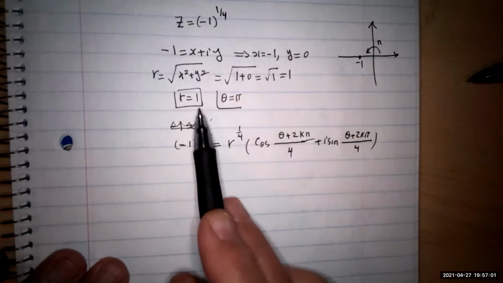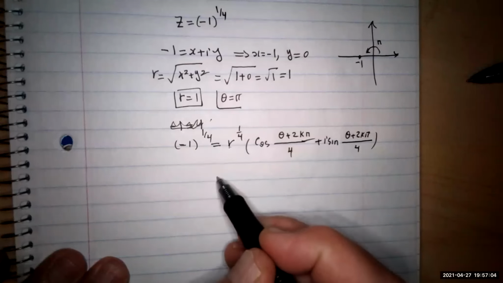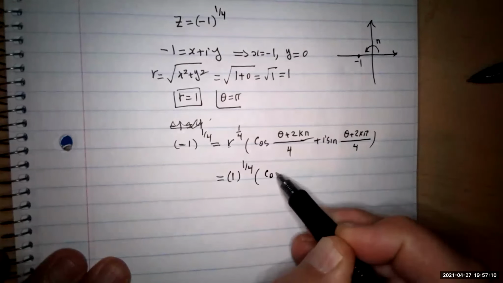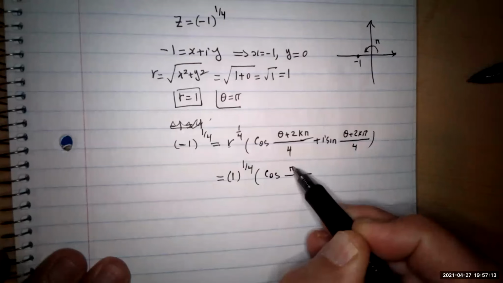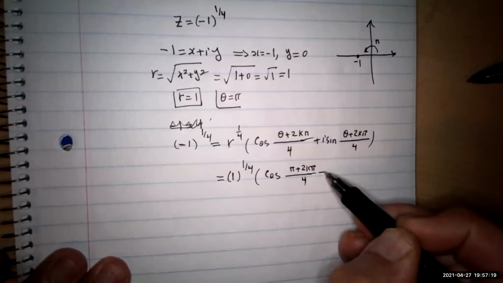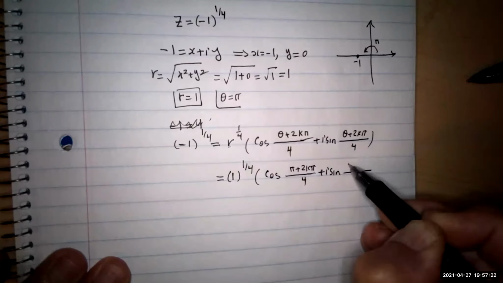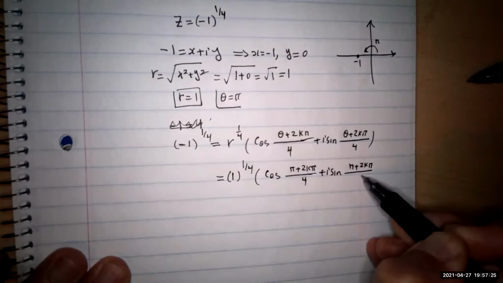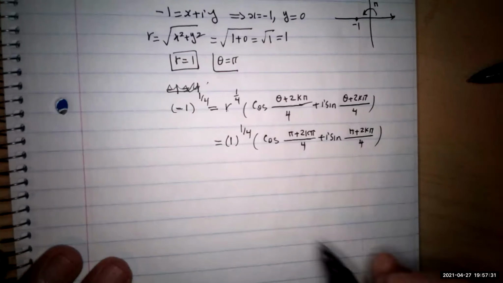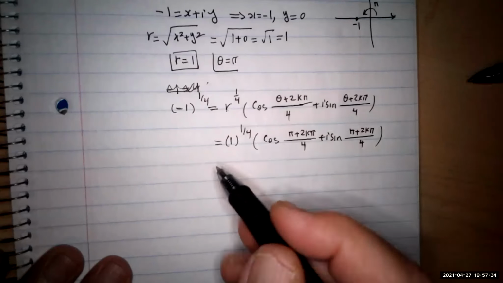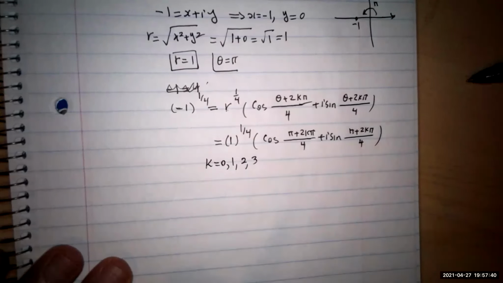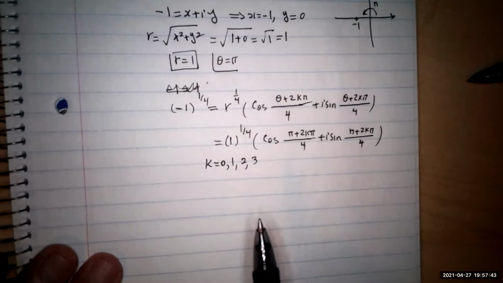Now you substitute your r is equal to 1. So it's going to be 1 to a quarter, which is going to be 1. And this is going to be the cis, or the cosine of theta equal to pi, so pi plus 2k pi divided by 4, and this is going to be i sine of pi plus 2k pi divided by 4. Okay, and 1 to a quarter would be just 1. And your k is going to be equal to 0, 1, 2, and 3. You need 4 solutions, okay, 4 solutions, and you will get it.